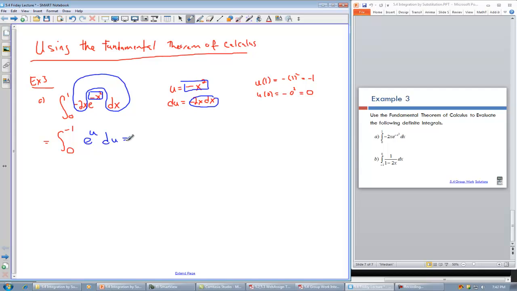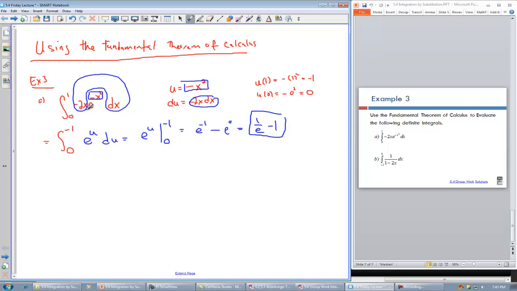I can integrate e to the u. It's one of my 4 types, so it's just e to the u. I don't need to write plus c because it's a definite integral, so it goes from 0 to negative 1. And so I plug in the upper limit, which is e to the minus 1, and I subtract off minus e to the 0. And so that's equal to 1 over e minus 1. And that's my answer.